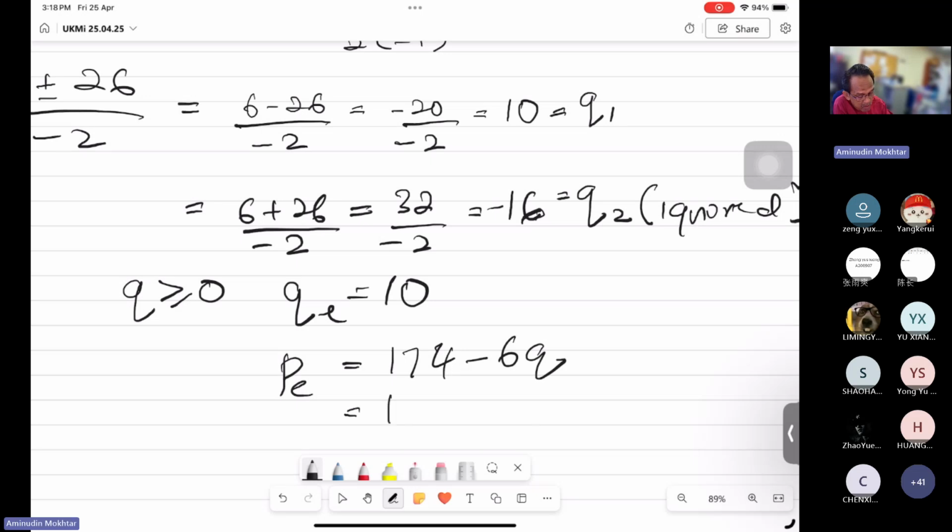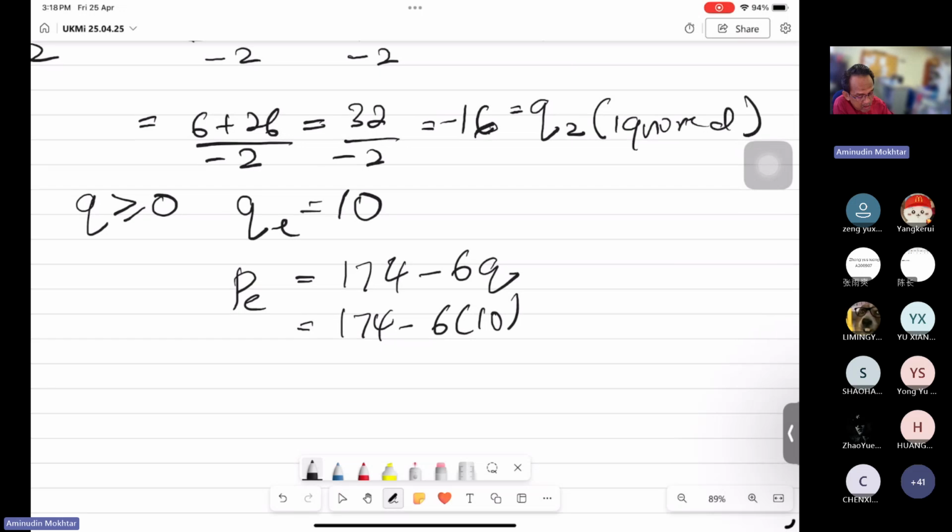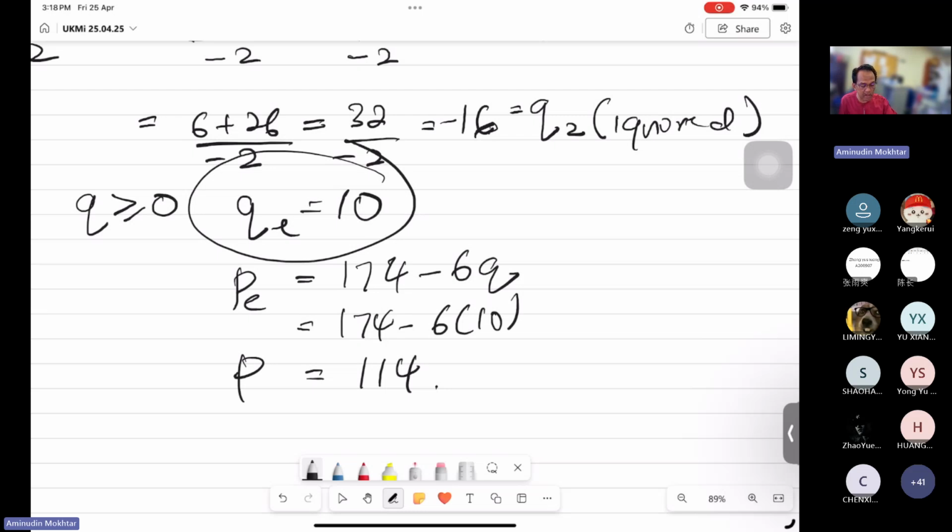So PE equal to 174 minus 6 times 10. Okay, 6 times 10 is 60. Now we have 114. Okay, 114 is the PE. The equilibrium quantity is 10. The equilibrium price is equal to 114.